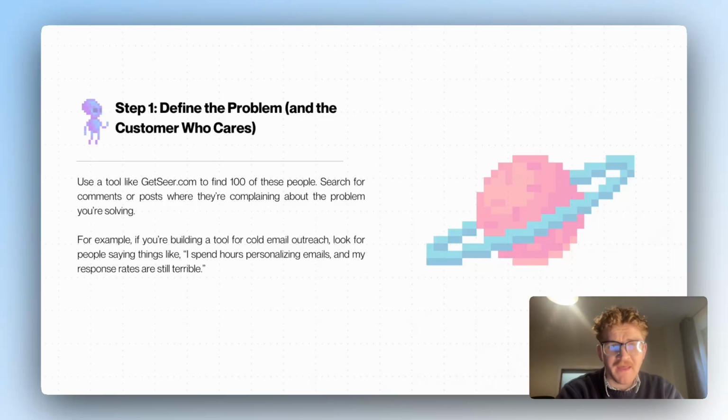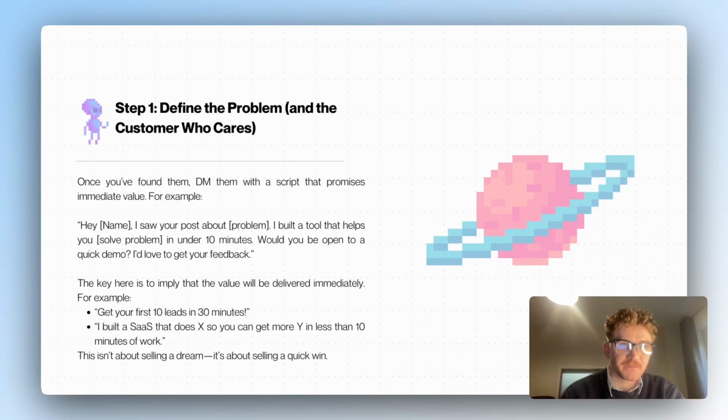For example, if you're building a tool for email outreach, you can look for people saying things like, I spend hours personalizing emails and my response rates are still terrible. That is a perfect person that we can go after to DM and say, look, here's something that we can solve for you in the next couple of hours. Let us know, because we're trying to get the first payment within 48 hours of this challenge.